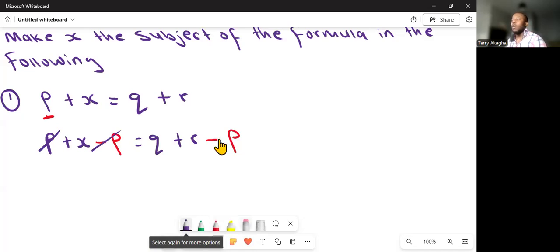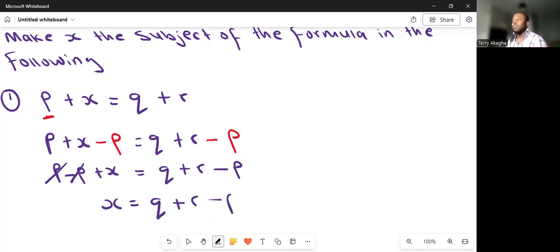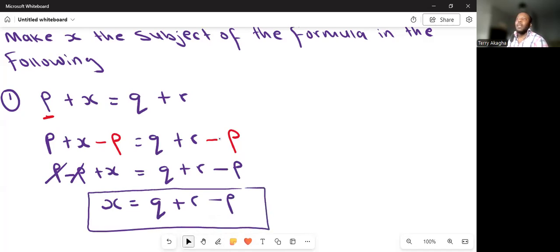Are you seeing it? Or some students prefer to write them together. So it's going to be P minus P plus X. If you want to collect like terms, it's going to be Q plus R minus P. All right. So P minus P will cancel out, will give you 0. Then you have X will be equal to Q plus R minus P. And that will be the answer. So you can see, in order to get rid, you don't just do it on one side, you have to do it on both sides of the equation.